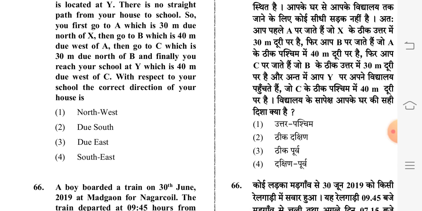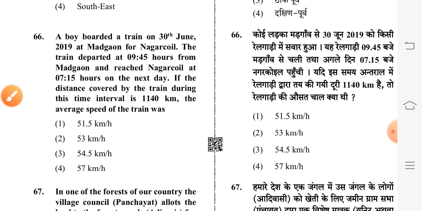Next, question number 66. A boy boarded a train on 13th June 2019 at Mount Gaunt for Nagarkoil. The train departed at 9:45 hours from Mount God and reached Nagarkoil at 7 hours 15 minutes on the next day. If the distance covered by the train during this time interval is 1140 kilometers, the average speed of the train was. Second option is correct, 53 kilometers.